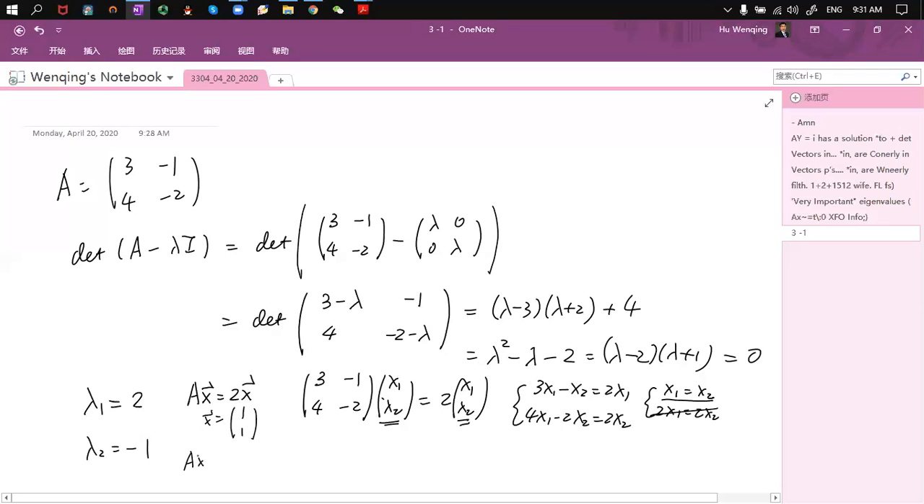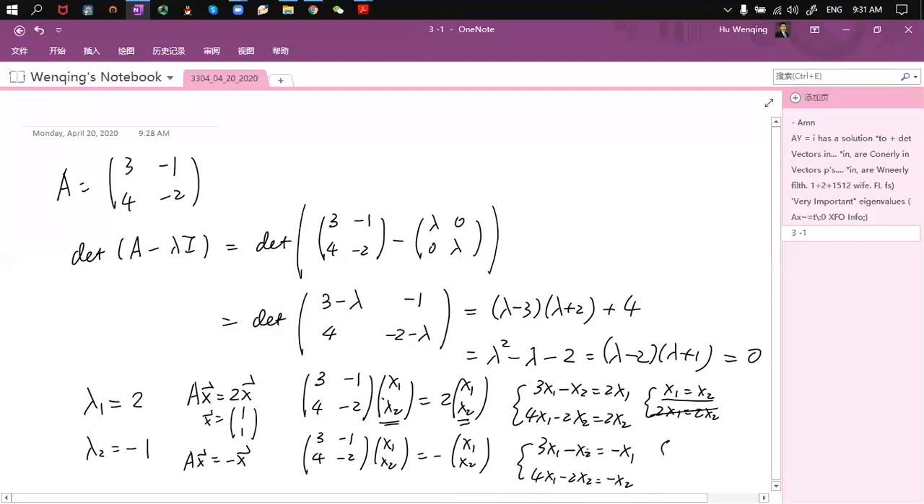You can do similar things for the second eigenvalue. If Ax is equal to minus x, you get similarly 3, minus 1, 4, minus 2, multiplied by x1, x2 is equal to minus x1 and minus x2. That tells you 3x1 minus x2 is minus x1, and 4x1 minus 2x2 is minus x2. So the first says 4 times x1 is equal to x2, and the second is the same thing as 4x1 is equal to 2x2. So the two relations are the same.